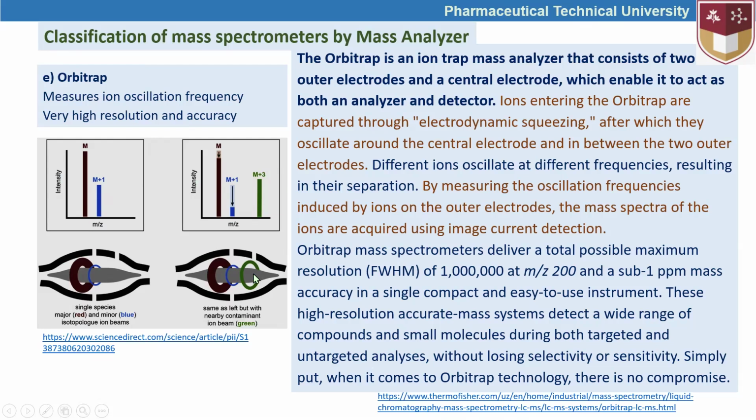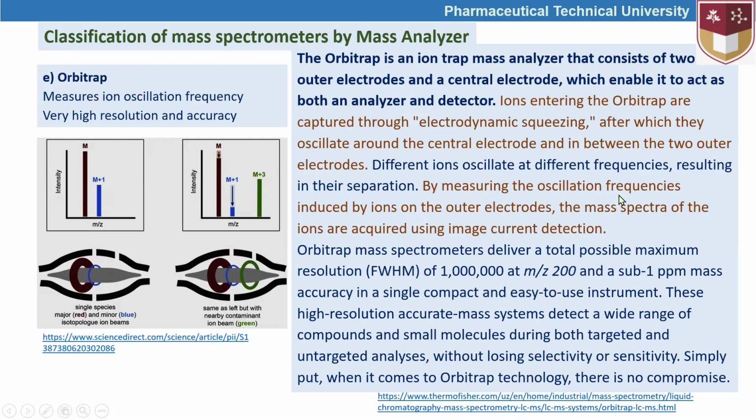So this instrument plays the roles of analyzer and detector. Ions entering there, the Orbitrap, are captured through the electrodynamic squeeze. After electrodynamic squeezing, they oscillate around the central electrode and between the two outer electrodes. Here we can see they form the oscillation around the central electrode. Different ions oscillate at different frequencies, resulting in their separation.